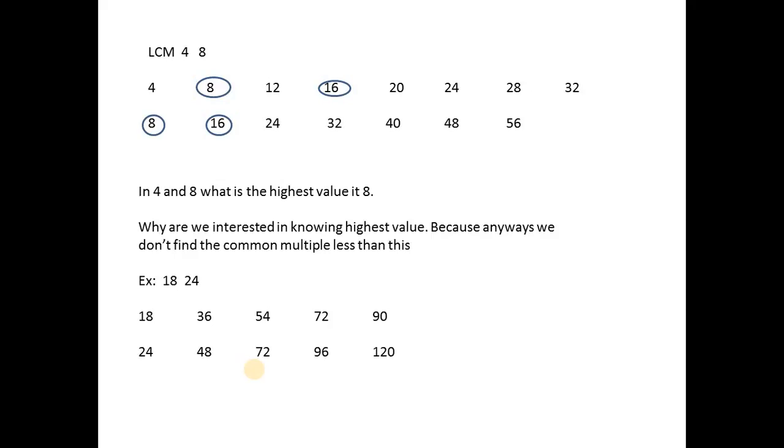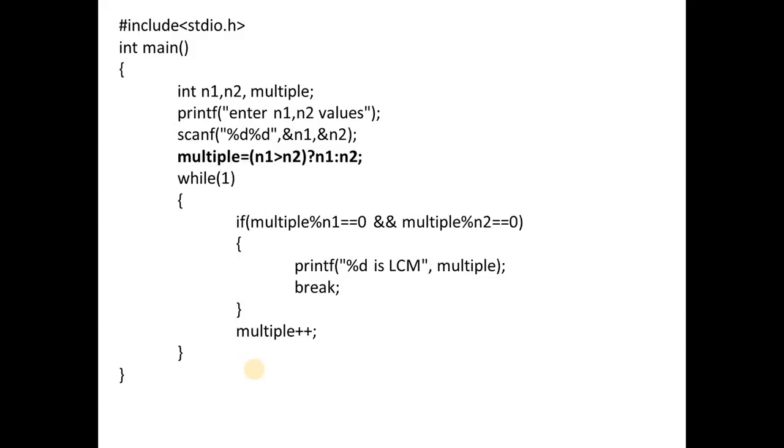How many times does it have to be repeated? Do you know how many times? No. So for that reason we go for a while loop, in which we say while of 1, that means until it is true. It is an infinite loop in which we will write a break statement where we find the highest value. So this is the program.